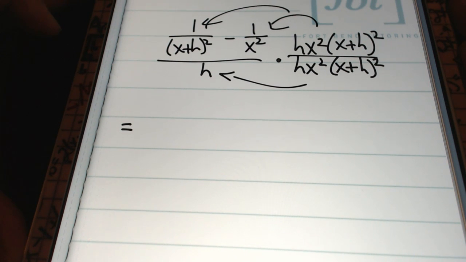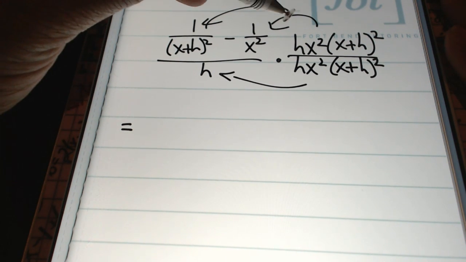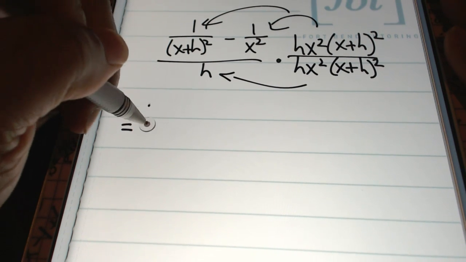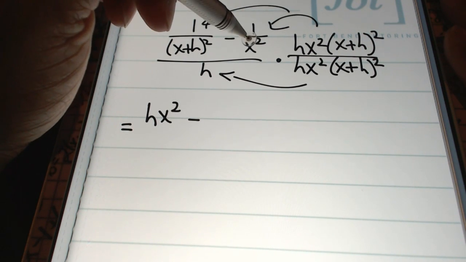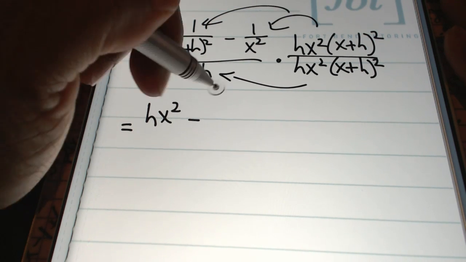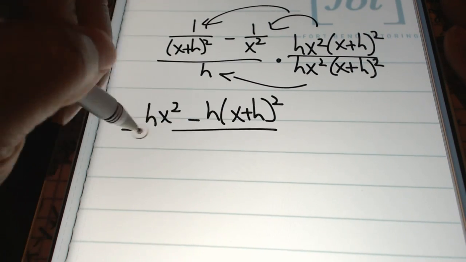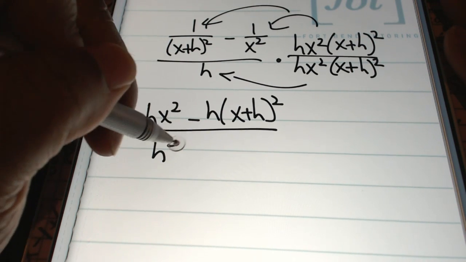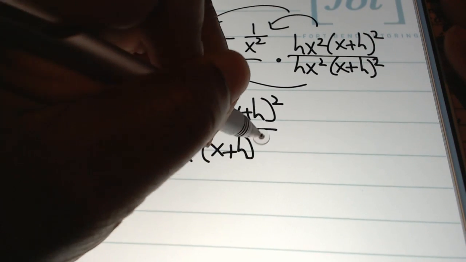Okay? Let's hook this up. The x plus h squareds, the x plus h squared, that's what I meant to say, gets canceled out. So you're left with hx squared. Then minus, multiplying 1 over x squared times hx squared times the quantity of x plus h squared, the x squareds will cancel out. So you'll have h times the quantity of x plus h squared, all in the denominator of x squared, h squared, x squared times the quantity x plus h squared.